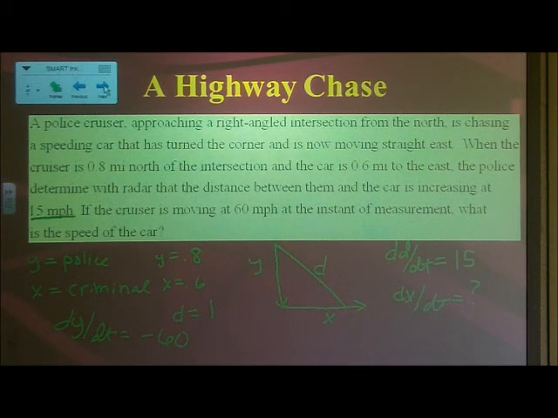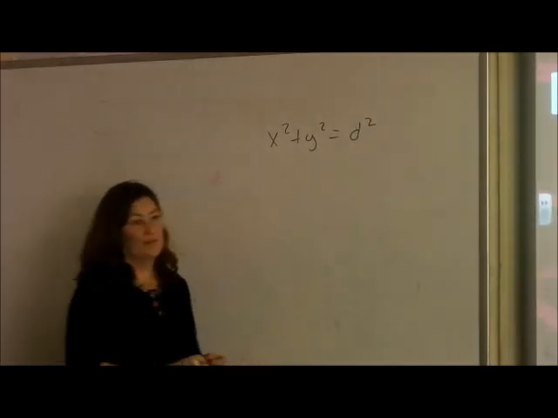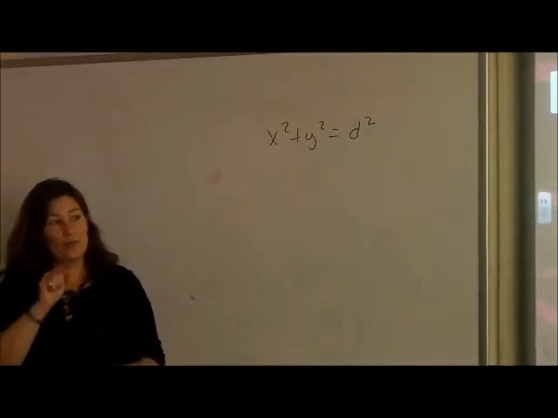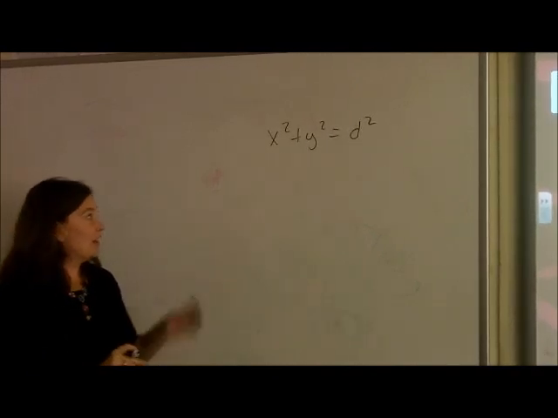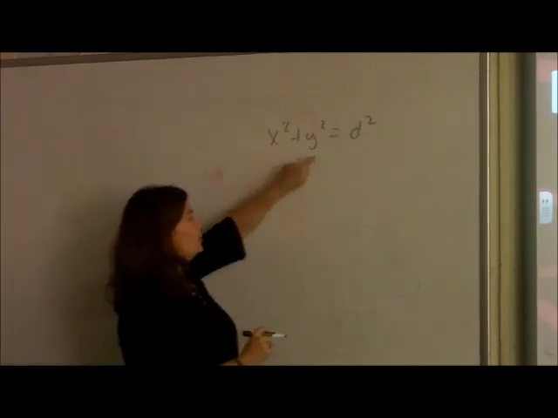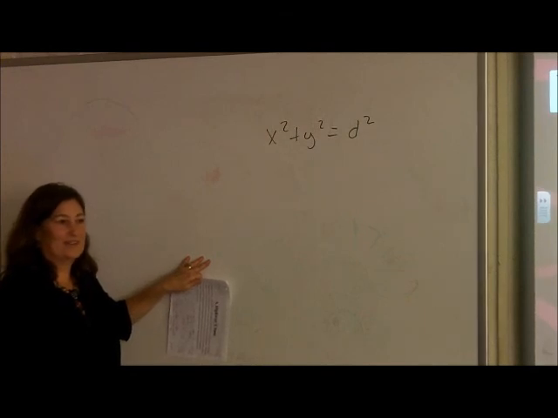We're going to try and find dx/dt. Now what's our mathematical equation that we're using? Pythagorean theorem. So now this part's pretty easy. We have x squared plus y squared equals d squared. And here's where it's really important, where I talk about the fact that you cannot substitute values too early. At this point, all three items are moving.